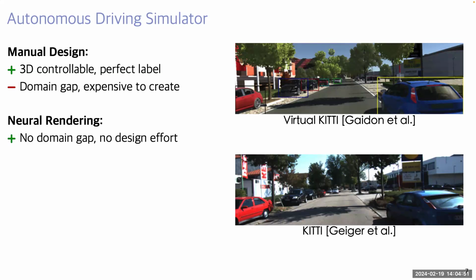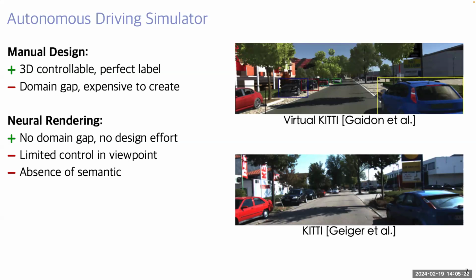Then for neural rendering, of course, there's no domain gap and there's no design effort. You can just take a camera, drive around, and collect the video for reconstruction. However, there are also many limitations that make it hard to use as an autonomous driving simulator. For example, if we simply reconstruct the world based on the collected videos, then we may have limited control in viewpoint. If you want to turn left or turn right, then maybe you observe artifacts.